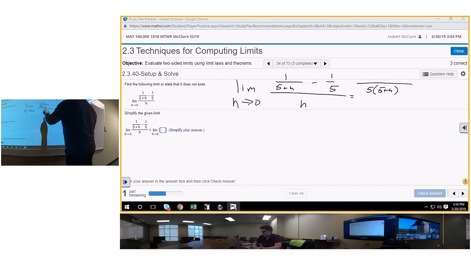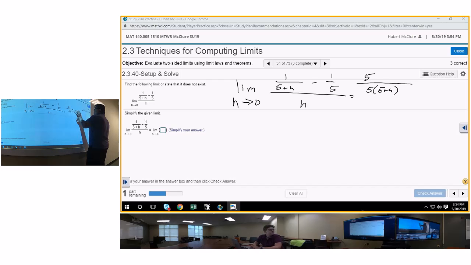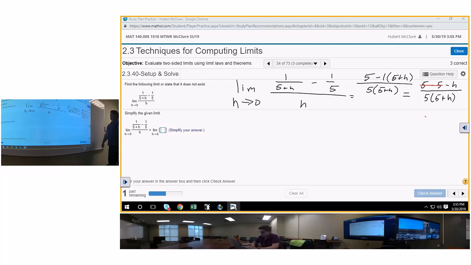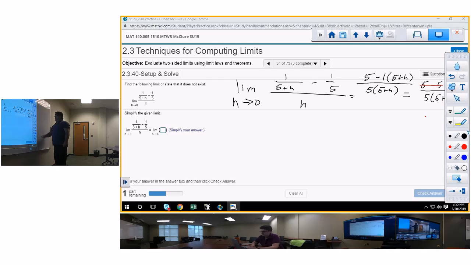5 times, Hubert. That's right, class. 5 times 5 times 1 is 5. How many times will 5 go into 5 times 5 plus h? 5 plus h times. But there's a negative up here, so that's going to be minus 1 times 5 plus h times. And that's going to give us 5 minus 5 minus h over 5 times 5 plus h. And the 5's cancel. And that leaves you with negative h over 5 times 5 plus h.